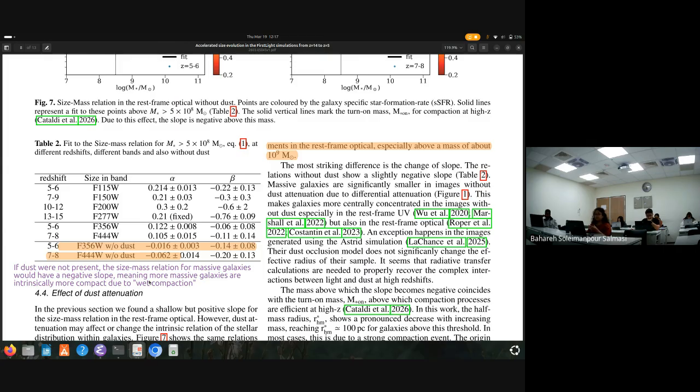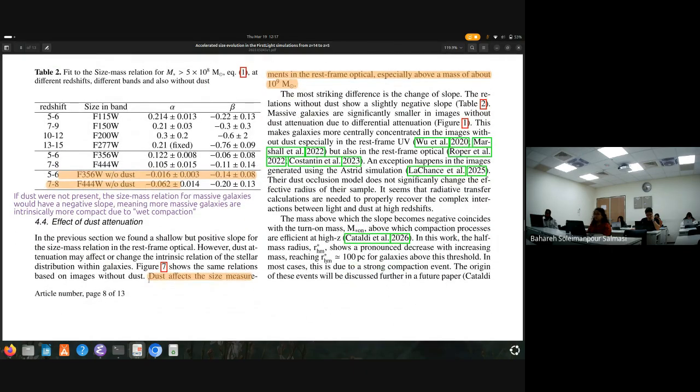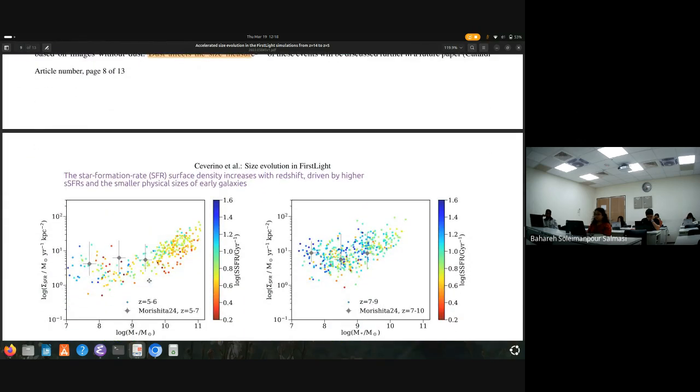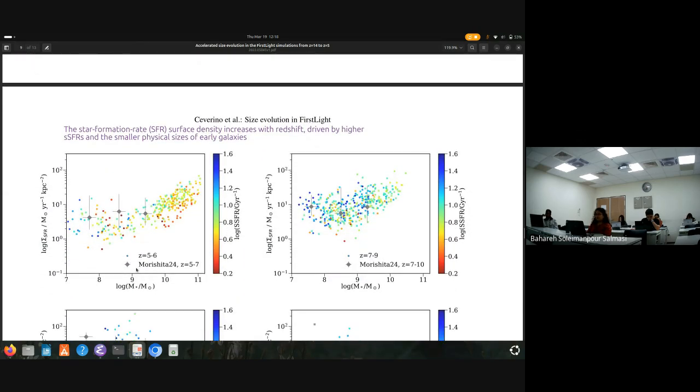And this is happening due to wet compaction, which is basically when the galaxy efficiency is very high. Following the stellar to halo mass ratio, it converts the gas to stars very efficiently. That's why, when they see the star formation surface density increase with redshift, they say that it's actually driven by a higher specific star formation rate, as well as a smaller physical size of the early galaxies. And that's why it results in a higher star formation rate.